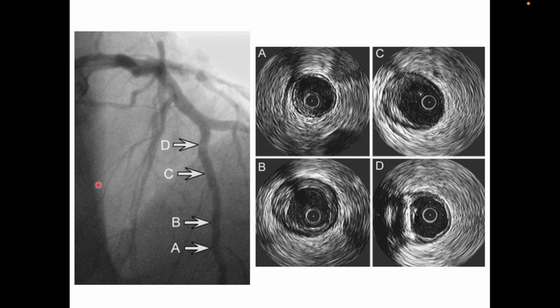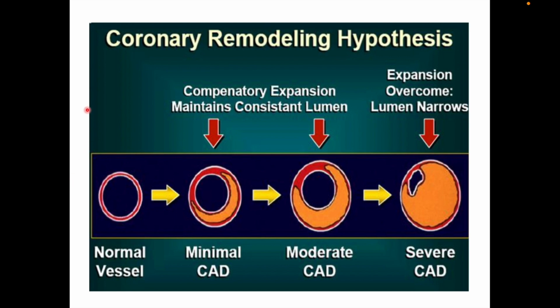It looks angiographically normal. But how come the disease is not showing up on the angiogram and it's only visible in the IVUS? The reason is that there is a concept of coronary remodeling hypothesis. That's a normal vessel. So when the plaque starts developing in the intima, this is the intimal layer and you can see the plaque developing in it. So the artery tries to compensate by expanding outwards, and the vessel tries that the lumen should not be compromised with presence of this plaque.